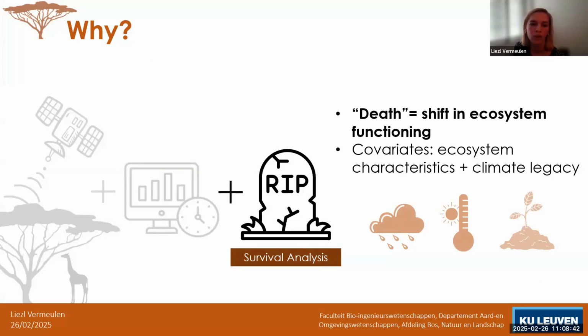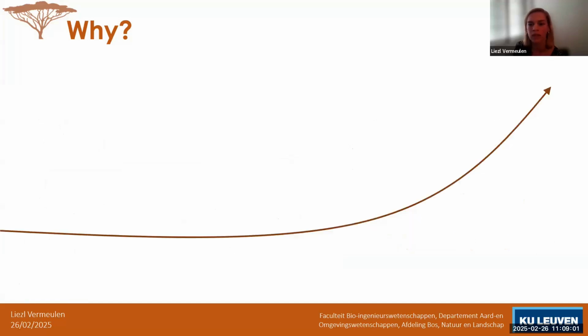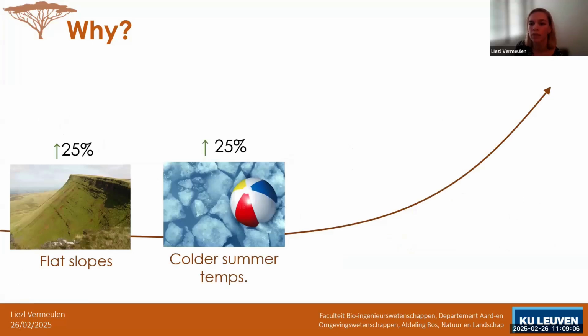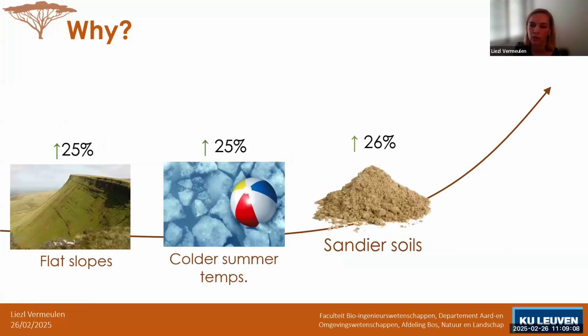And then the drivers that we are looking at is climate legacy. So essentially past drought and fire event, past drought and extreme rainfall events. And then we also look at ecosystem characteristics. So what type of soil, terrain, and vegetation type drive these deaths essentially. So what we found with this analysis is that flatter slopes, colder temperatures during the summer season, and sandier soils lead to savanna landscapes being more prone to these abrupt shifts.